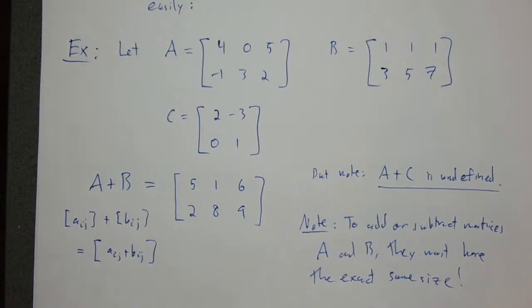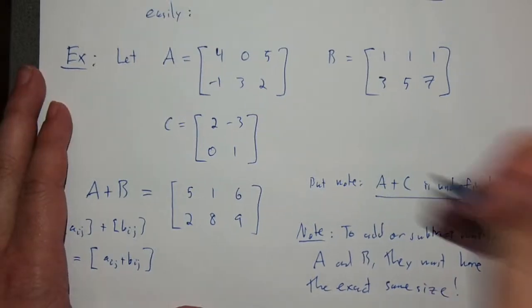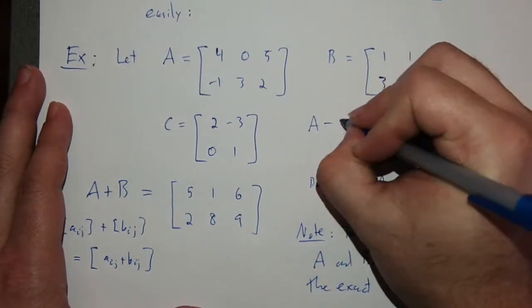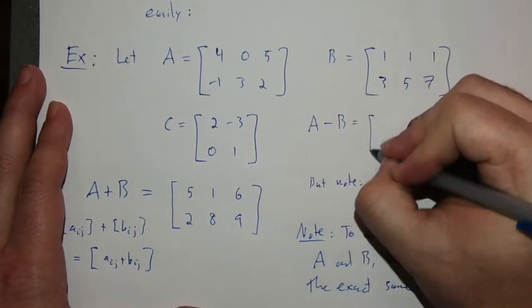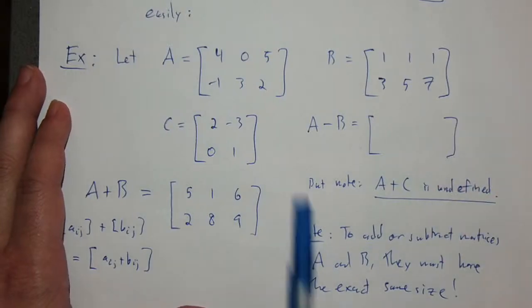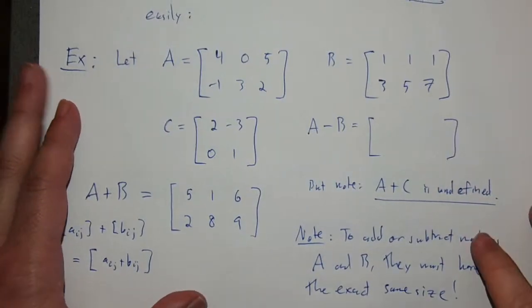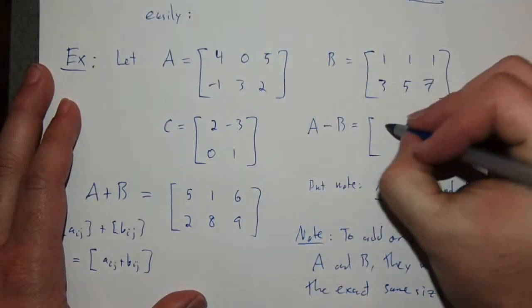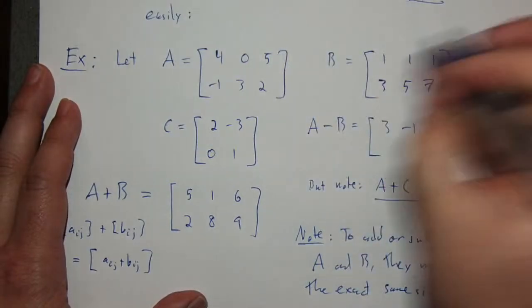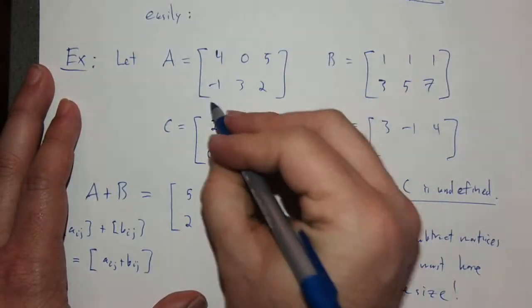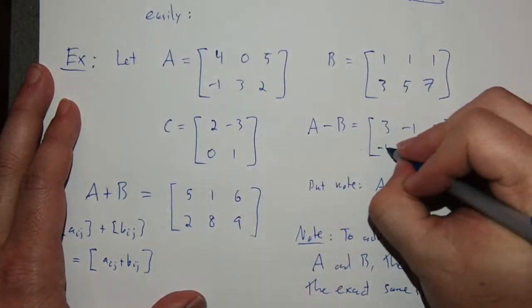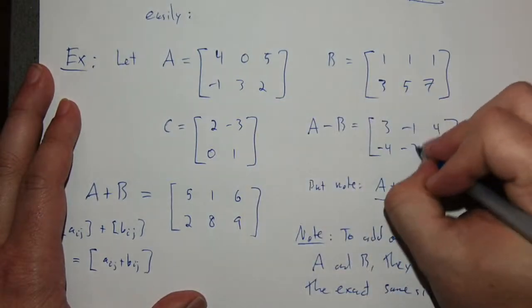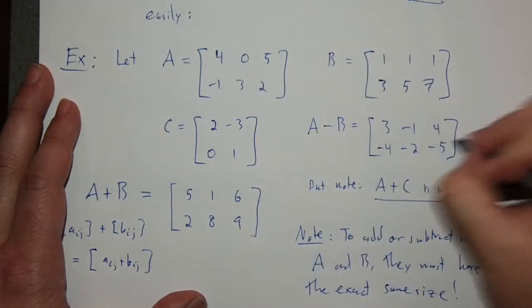Now, it turns out that adding and subtracting matrices is pretty much useless, but we'll keep doing it. So what is A minus B? Well, 4 minus 1 is 3. 0 minus 1 is minus 1. 5 minus 1 is 4. Minus 1 minus 3 is minus 4. 3 minus 5 is minus 2. And 2 minus 7 is minus 5. There we go. Okay.